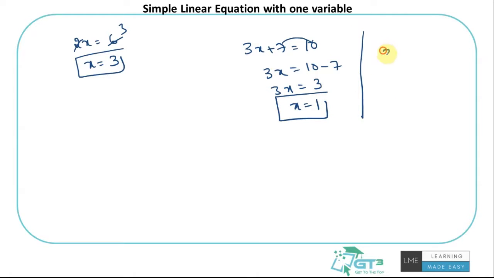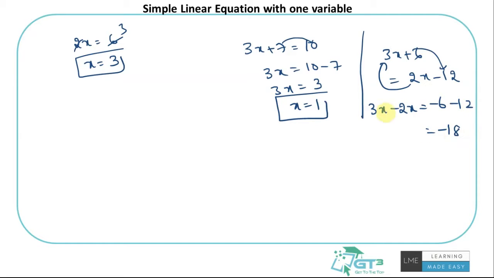If I say 3x plus 6 is equal to 2x minus 12, what is the value of x? So 2x goes this side, it will become minus 2x on this side, with 3x, and plus 6 comes this side, so it will become minus 6 minus 12, so minus 18. 3x minus 2x is x, so x is minus 18.